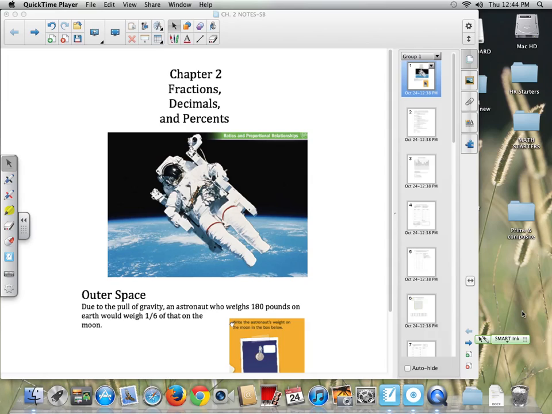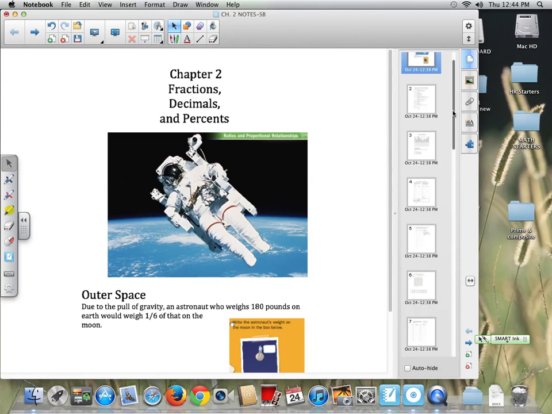We're going to flip through the first couple pages together, and I'm going to get us started on the first lesson. So here's our cover page. Our important question, what are we going to be learning? Our cover is outer space. The question is, due to the pull of gravity, an astronaut who weighs 180 pounds on Earth would weigh 1/6 of that on the moon. Do you know what he would weigh on the moon? If you know, you could fill it in. If you're not, don't worry about it.